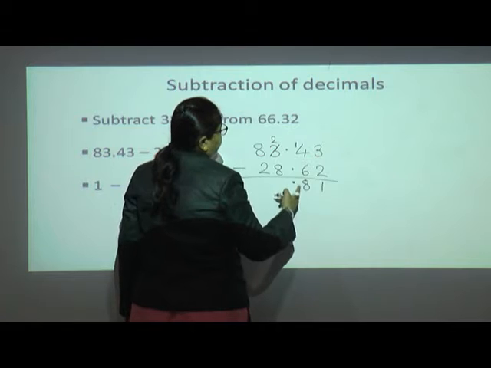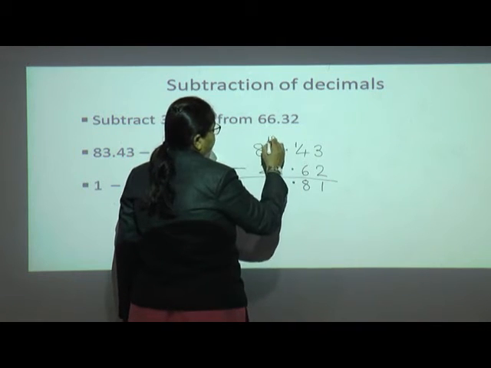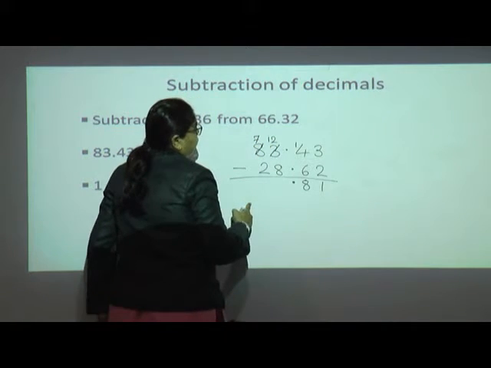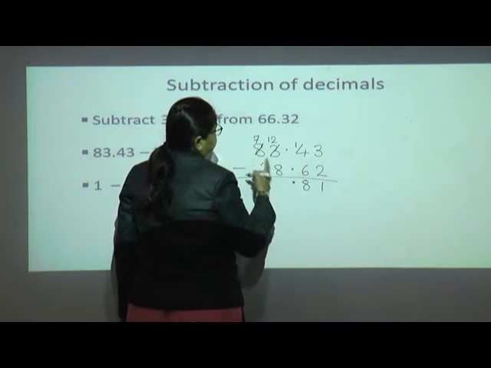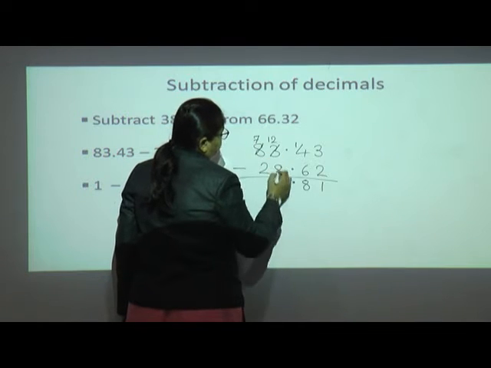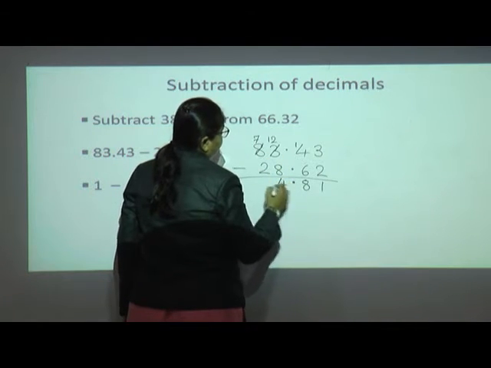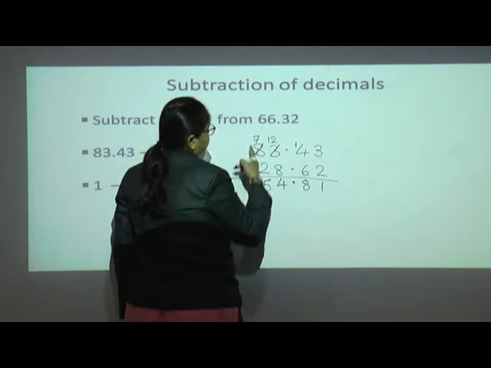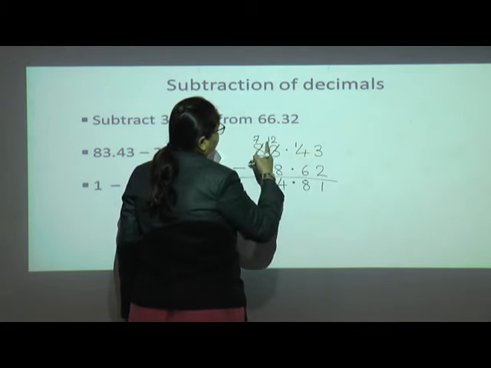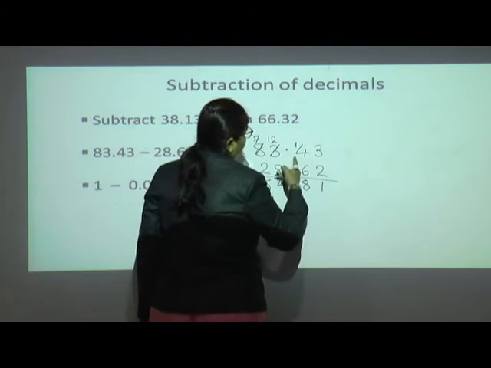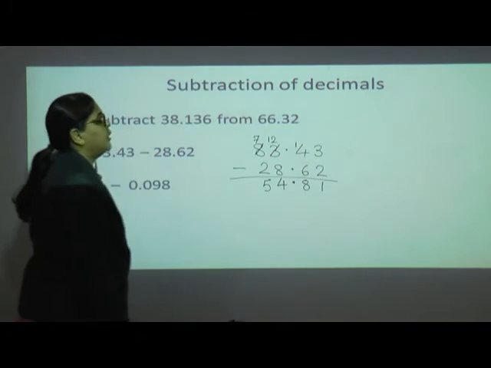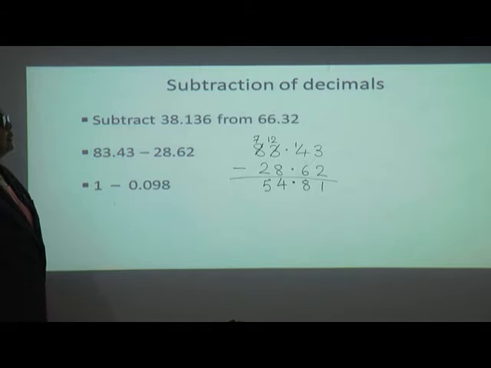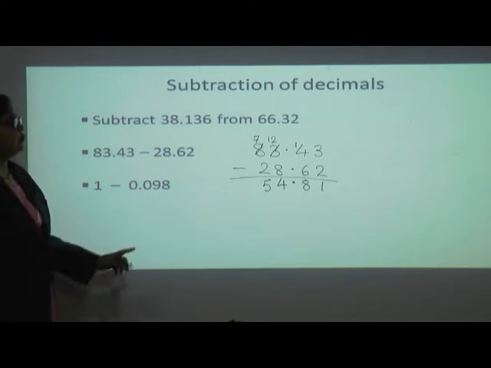So here, 2 minus 8 is not possible. Again borrow from your friend. Here we will take from the one before, that is 8, so it will now be 12. 12 minus 8 is 4, and 7 minus 2 is 5. Or we can say removing 2 from 7 is 5, removing 8 from 12 is 4, or removing 6 from 14 is 8.